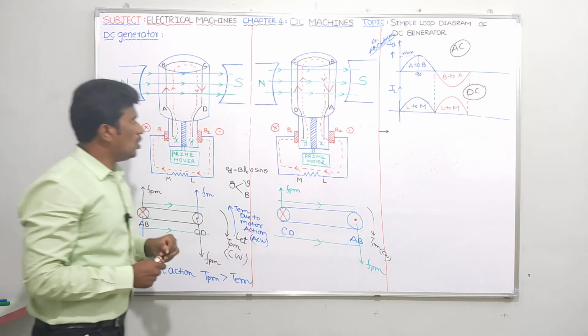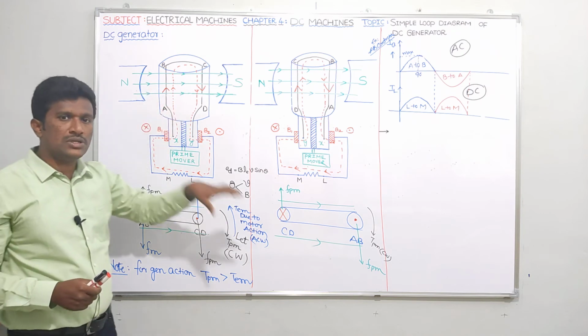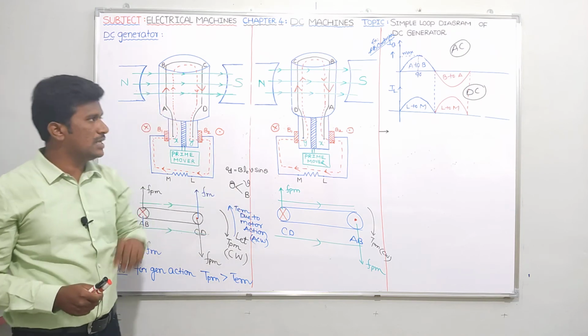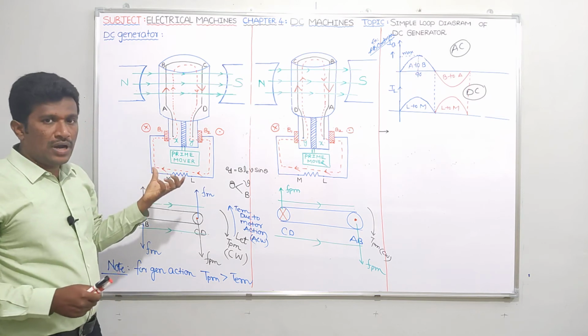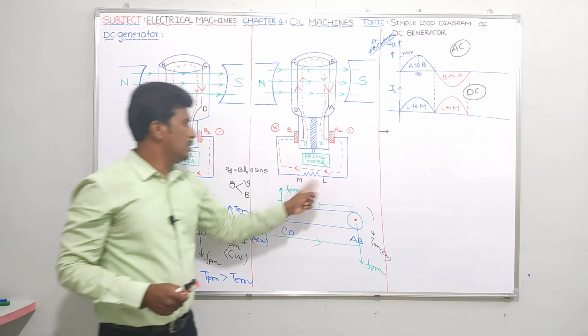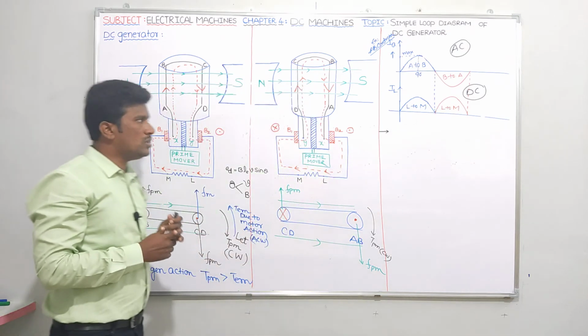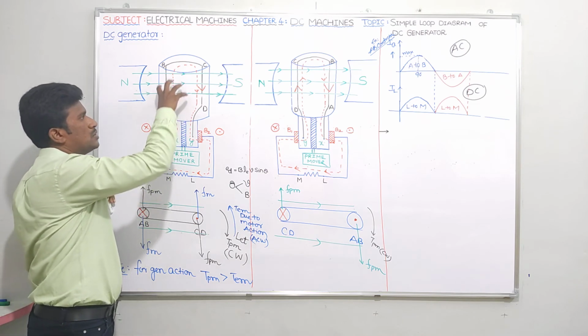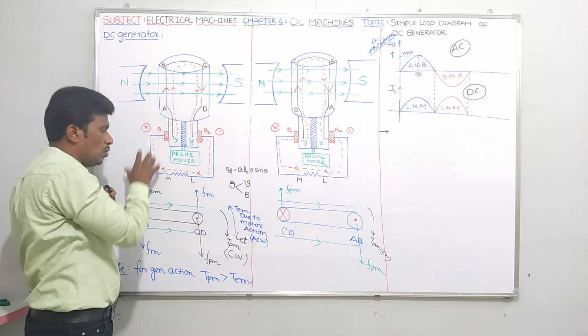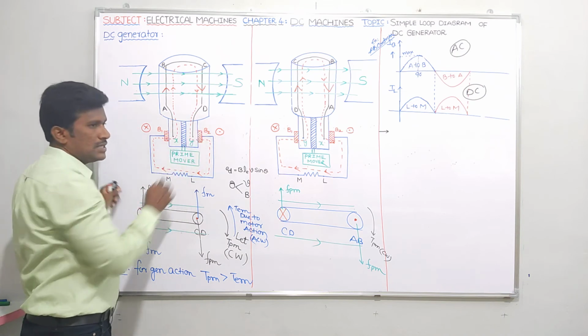Next, though the EMF induced in the armature winding is AC, or the current induced in the armature winding is AC, what is the type of current you are getting at the load? L to M, nothing but what? DC. Now tell me guys, how is this AC, which is induced in the armature winding, converted into DC? By using what? Split rings.